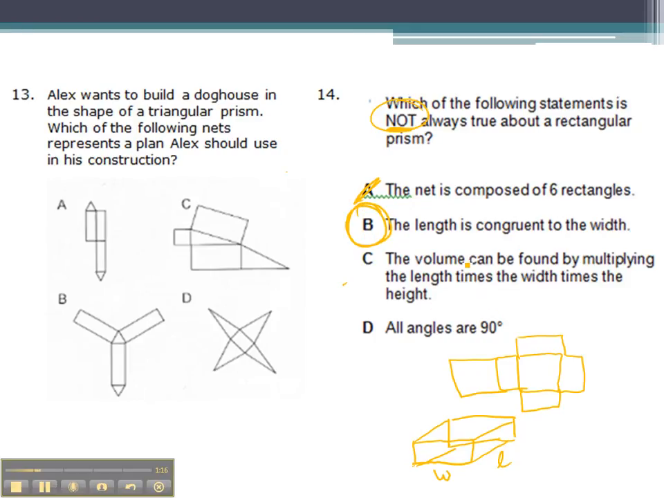Answer choice C says the volume can be found by multiplying the length times the width times the height. And you calculated volume of rectangular prisms last year. That formula is on your math chart. It is length times width times height, and we will be doing that in class again this year very soon. All angles are 90 degrees. Well, if all of these are rectangles, then all angles have to be 90 degrees. So that is always true. The one that's not always true is the length is congruent to the width.